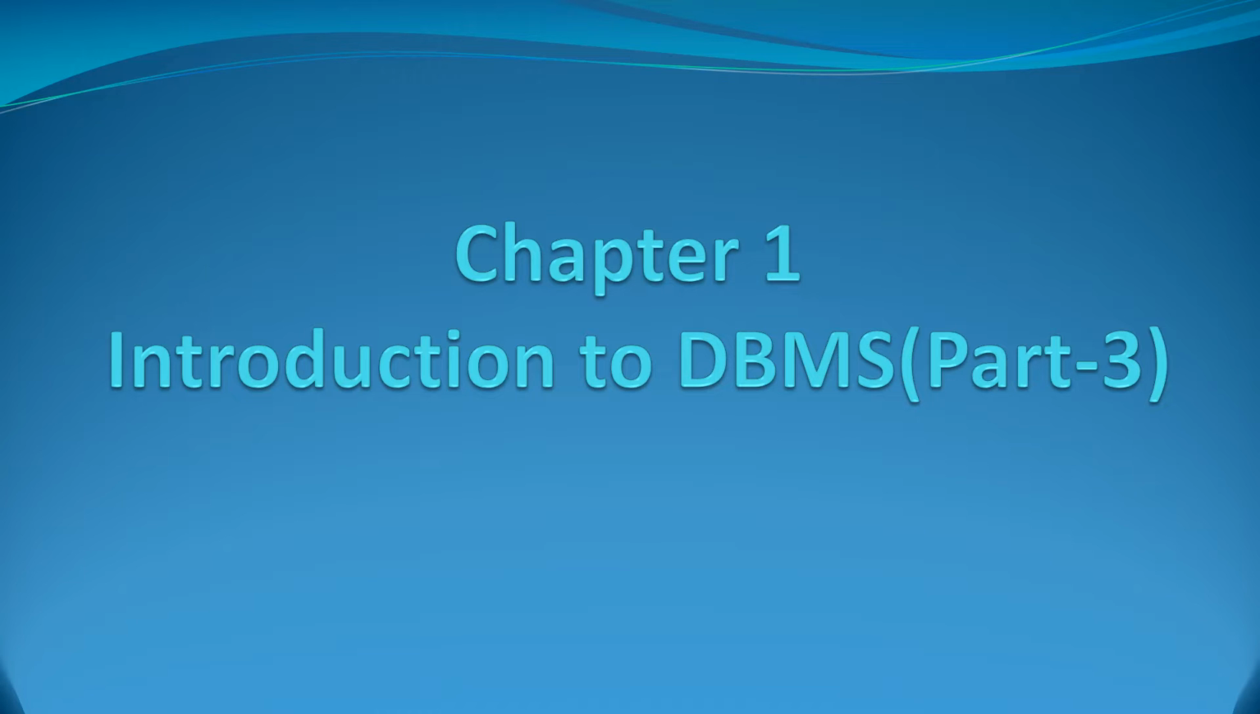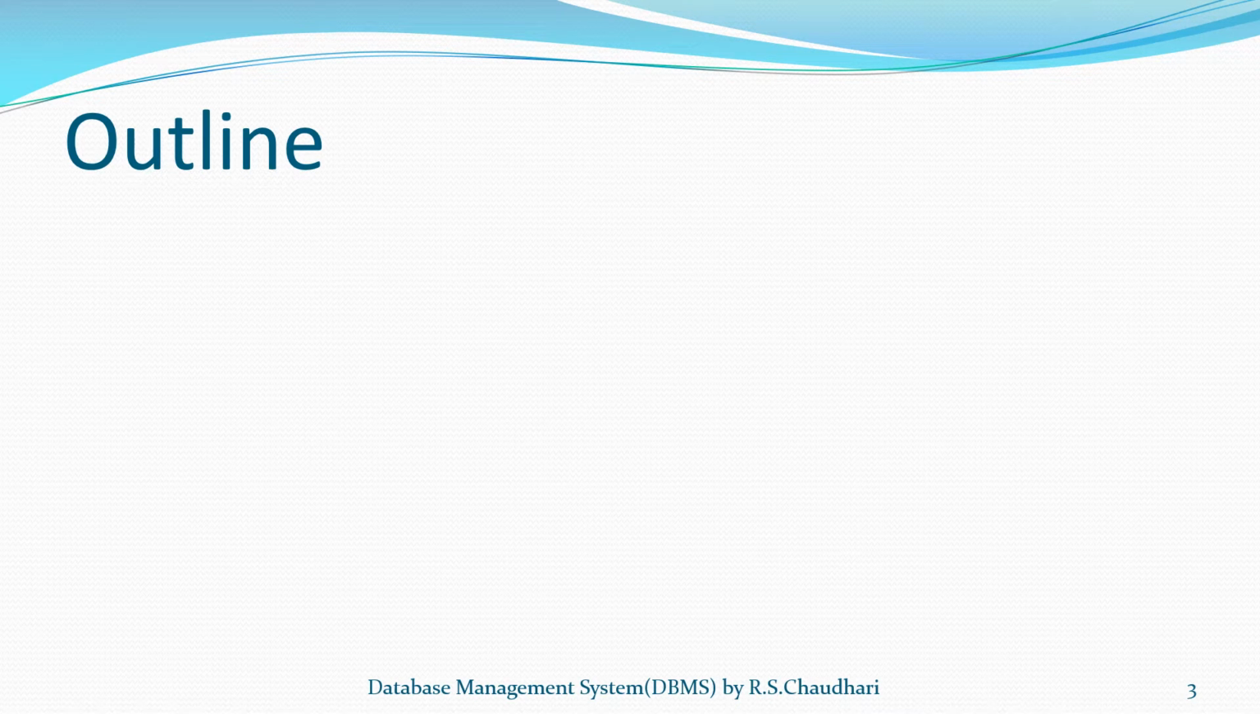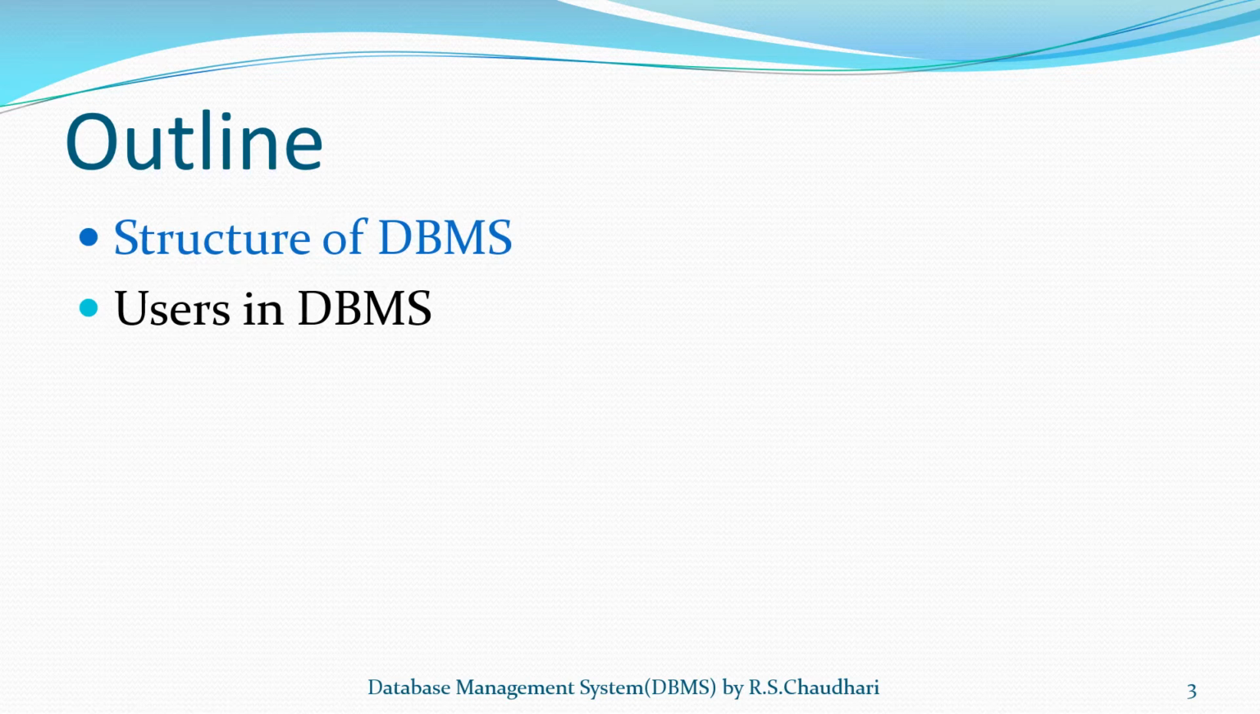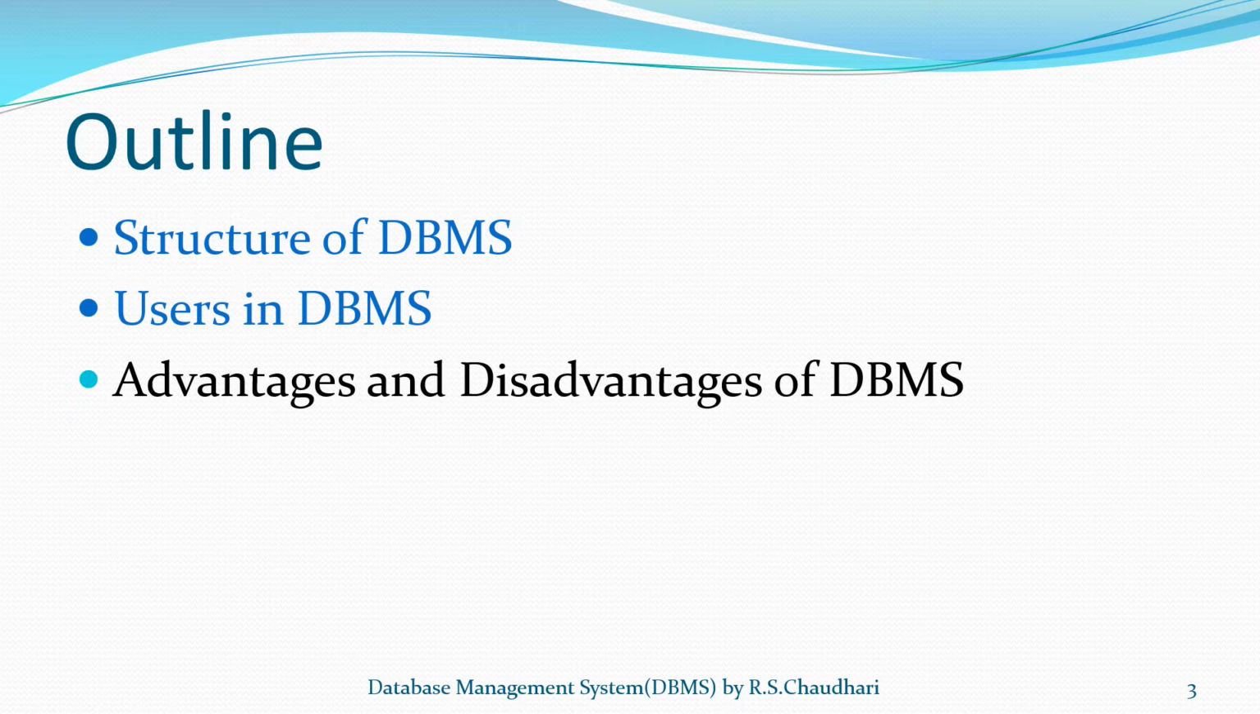Hello my dear students. In the last video we discussed levels of data abstraction such as view level, logical level and physical level. Then we discussed data independence, like physical and logical data independence. Today we are going to see part 3 of Introduction to DBMS. So let's start. In this video, I am going to cover the structure of DBMS, that is the architecture of DBMS, then the DBMS software used by different users, and at the end the advantages and disadvantages of DBMS.